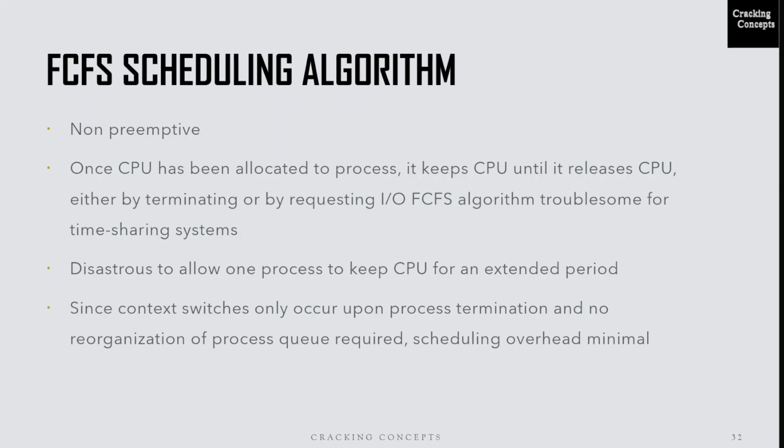FCFS scheduling algorithm is non-preemptive. Once the CPU has been allocated to a process, that process keeps the CPU until it releases the CPU, either by terminating or by requesting IO. The FCFS algorithm is thus particularly troublesome for time sharing systems, where it is important that each user gets a share of the CPU at regular intervals. It would be disastrous to allow one process to keep the CPU for an extended period. Since context switches only occur upon process termination and no reorganization of the process queue is required, scheduling overhead is minimal here.